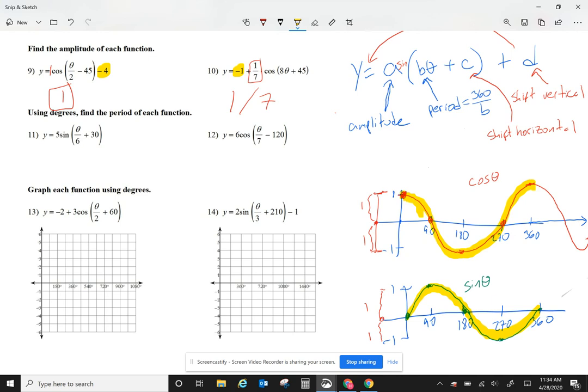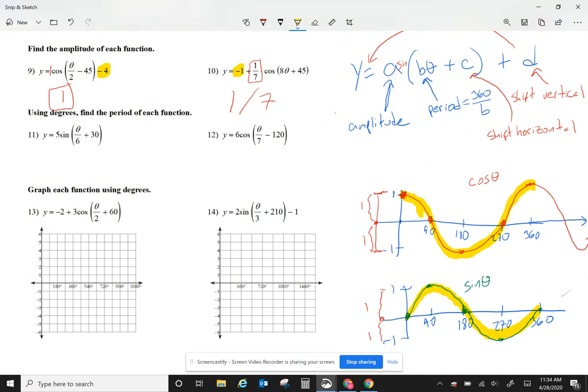Between that number and a parentheses, I see a plus or minus in between them. But for question number 9 and 10, we're just looking at the amplitude. I just wanted to emphasize that my D, the shifting vertical, could be at the very end, or sometimes at the very beginning. All right, so let's continue.